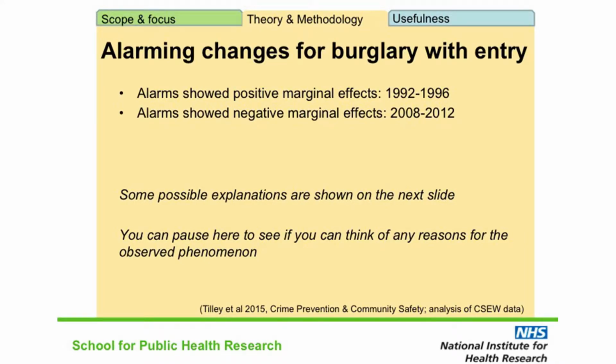There were positive marginal effects in an earlier study from 1992 to 1996, but then in the time period 2008 to 2012, alarms showed negative marginal effects. That means that houses that had burglar alarms fitted actually were more likely to be burgled than ones that didn't in this later study. And so you set about looking at possible explanations. There's some possible explanations on the next slide, or you can pause here and try and think of some reasons yourself before we move on.